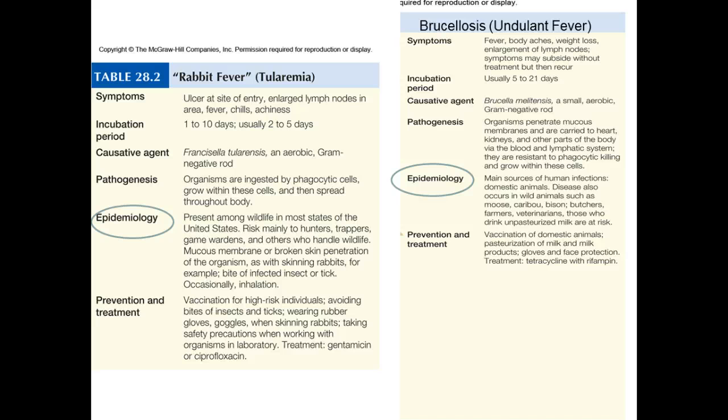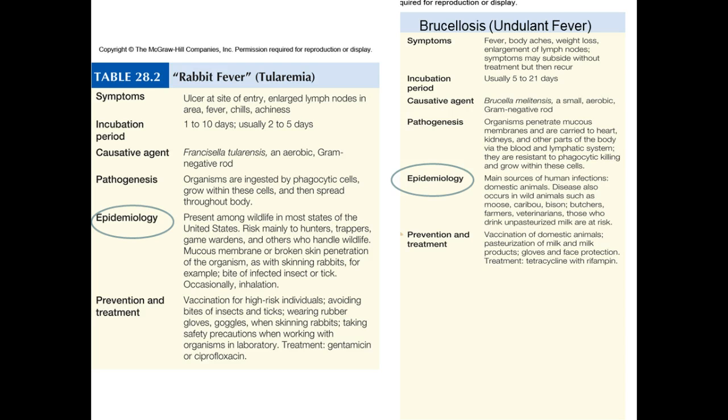Mucous membranes or broken skin is how it penetrates into us. So if, as they're skinning the rabbits, right, they could become infected as it becomes aerosolized, or they could inhale it, right, or could get into a wound if they have it. Another way that it can be transmitted is the bite of an infected insect or tick. And then, as I said, occasionally could even be inhaled.